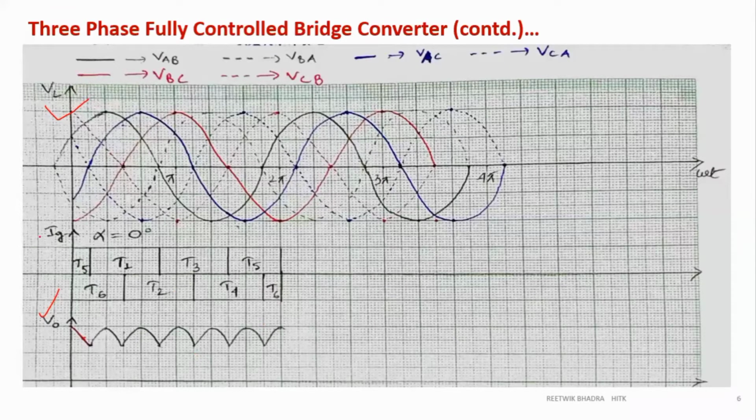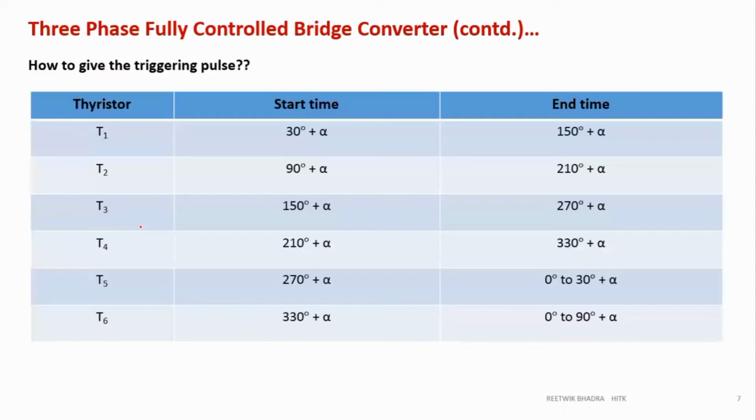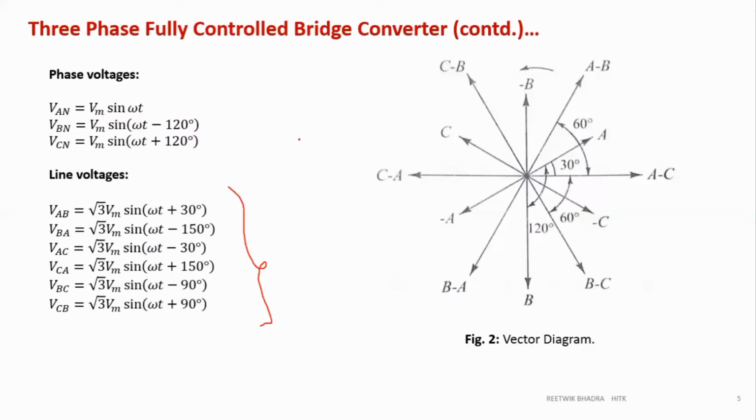Next, we need to draw the output voltage for whatever alpha, that is whatever firing angle is given, using the triggering pulse table which we had done. Okay, so why 30 degree? Already a delay was there, because between any phase and line there is a delay of 30 degree, which we have studied. Between the phase A and the line AC, what is the phase difference? It is 30 degree.